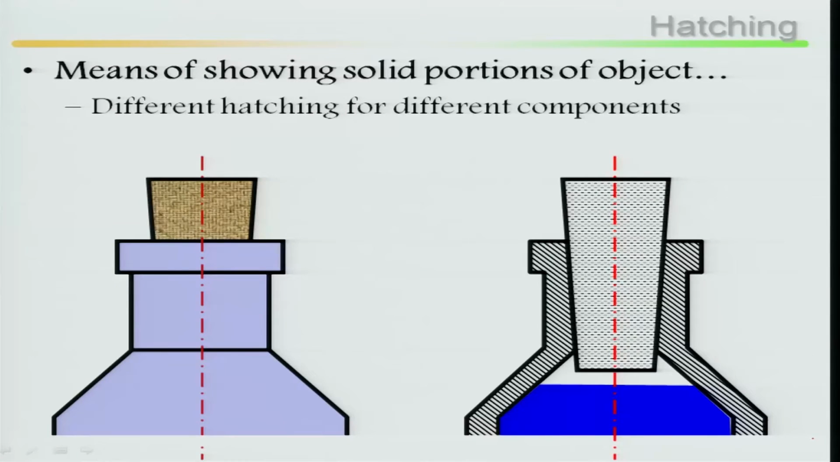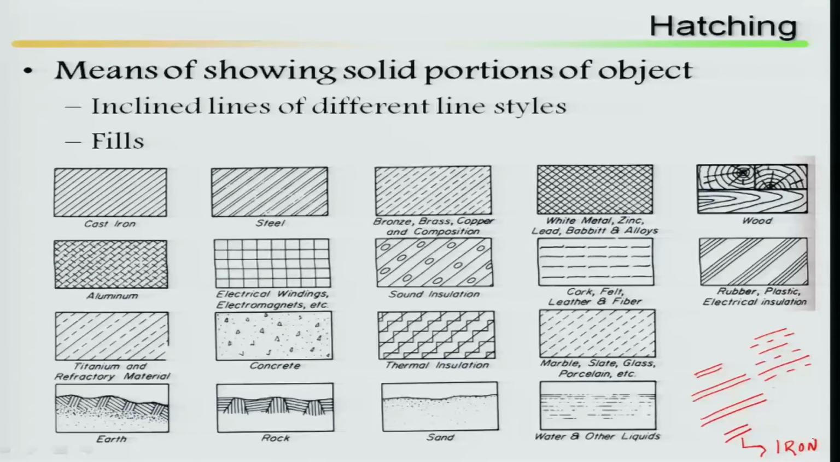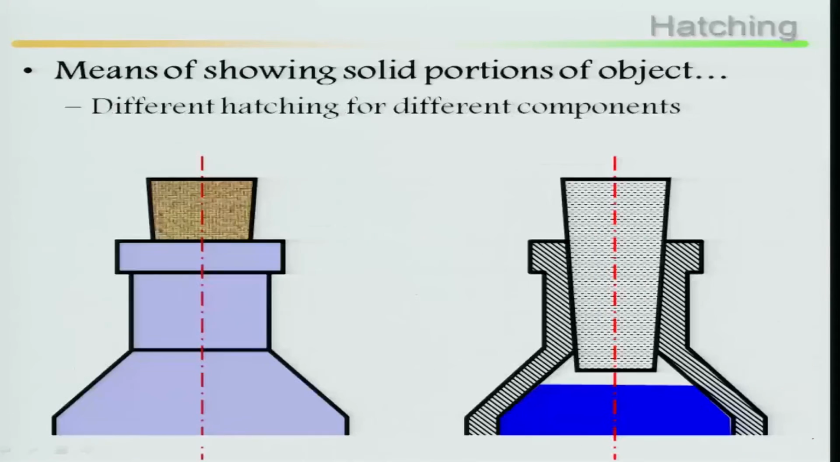Meaning of showing the solid portion of an object, different hatching for different components. We have started hatchings now. First one is the solid portion of the object, what are the different hatching lines. Now different hatching for different components. It may be possible that this material is made up of steel filled with a stopper, a cork. So look at here, by means of this hatching it shows that this material consists of steel and this is a cork.